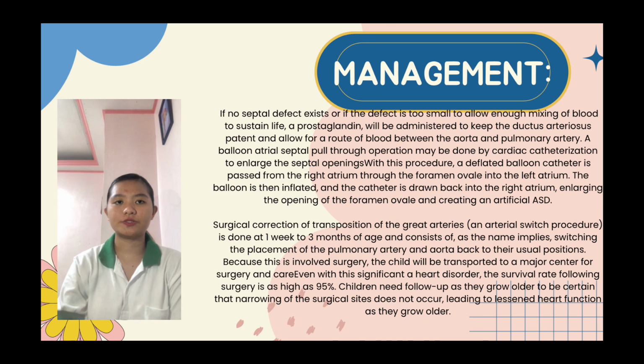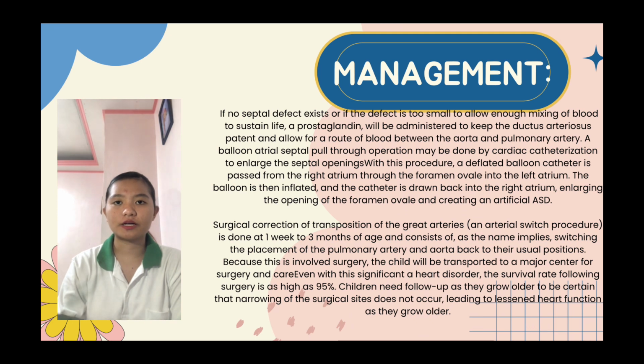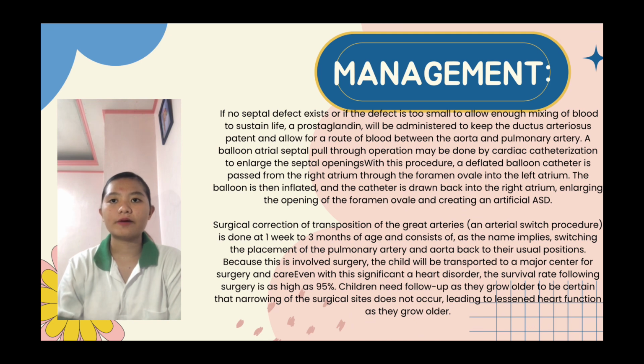And for the management, if no septal defects exist or if the defect is too small to allow enough mixing of blood to sustain life, a prostaglandin will be administered to keep the ductus arteriosus patent and allow for a route of blood between the aorta and pulmonary artery. A balloon atrial septostomy may be done by cardiac catheterization to enlarge the septal openings.